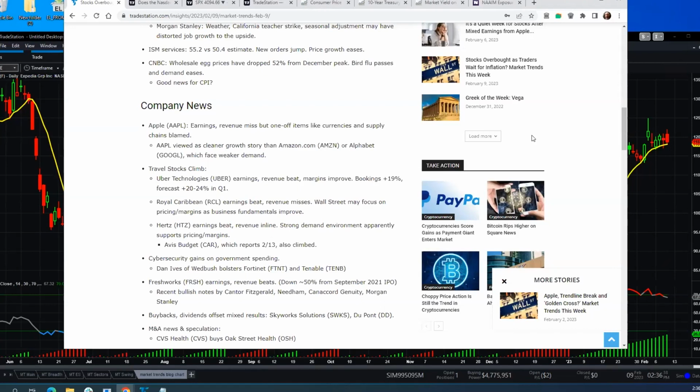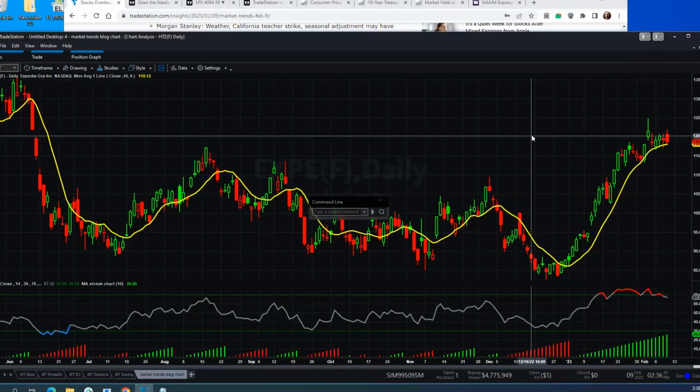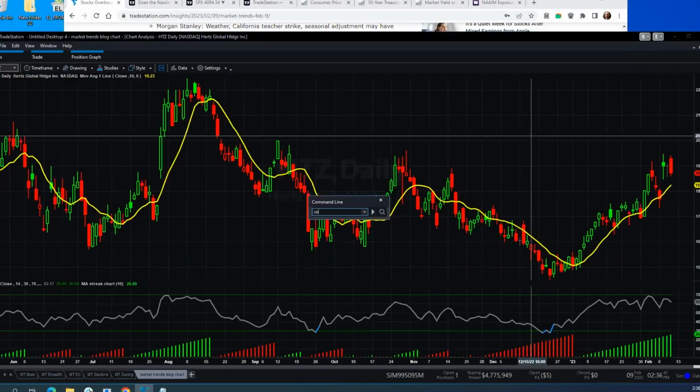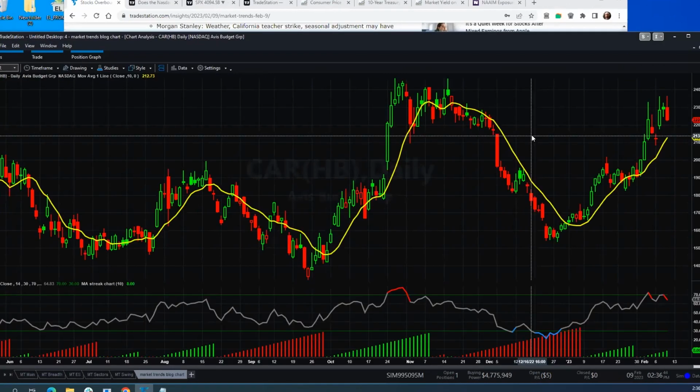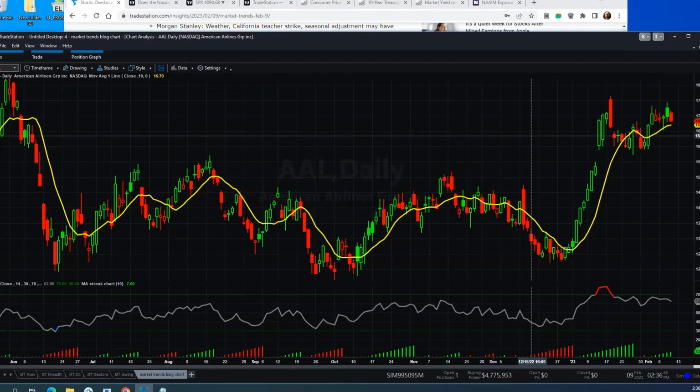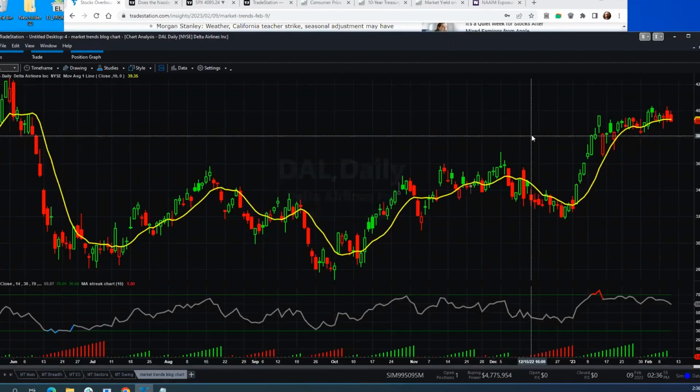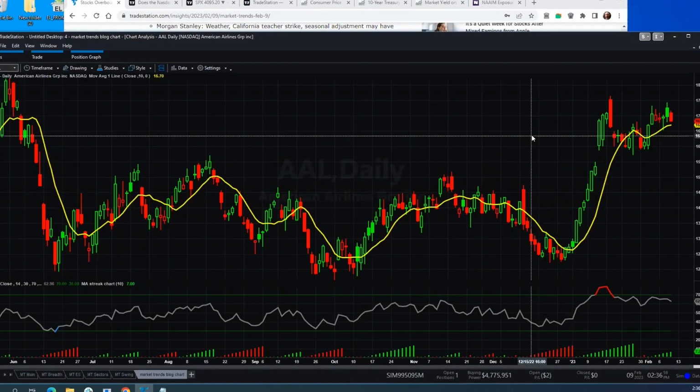But it is interesting that Hertz had a good one as well, and Car started moving on that. There's a lot of travel stocks here that are interesting, and some of the airlines have been hanging in there as well. They had some big moves, American Airlines, DAL earlier in the year. And at this point in time, they're kind of sitting, but this is an interesting area to look at.